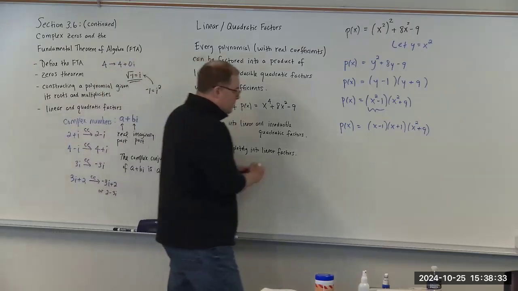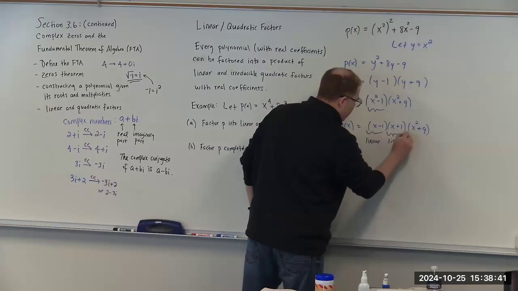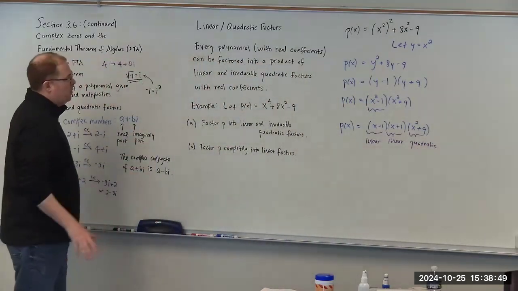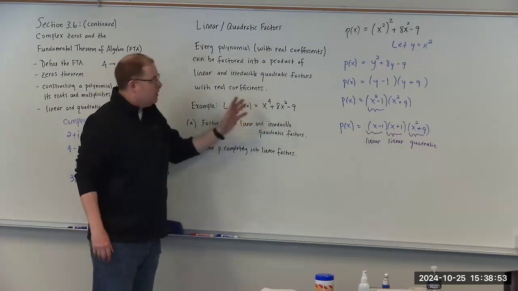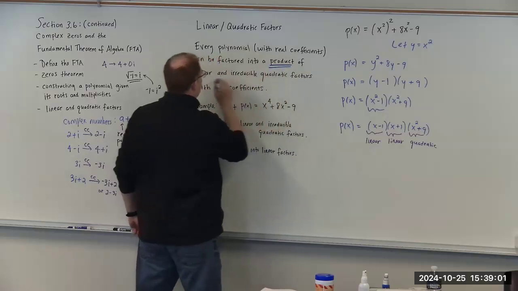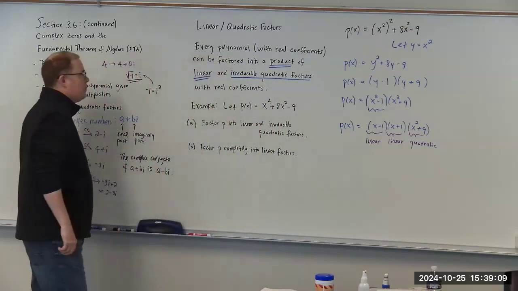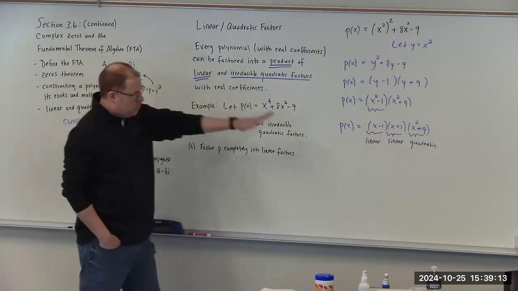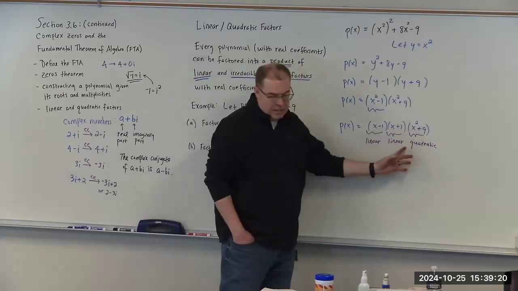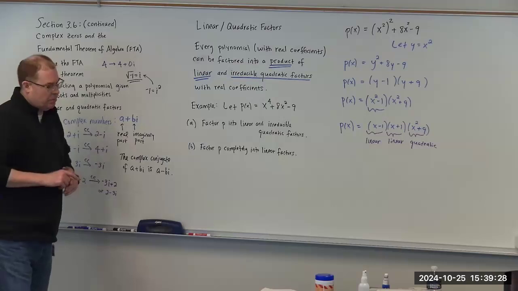So this is a linear factor. This is linear. This is linear. This is quadratic. So every polynomial, assuming that it has real coefficients, which is what we have here, can be factored into a product of linear and irreducible quadratic factors with real coefficients. So this is our original polynomial, and this is the factorization. So it's expressed as a product of linear and quadratic factors here. If we're only working with real numbers, we can't go any further than this.